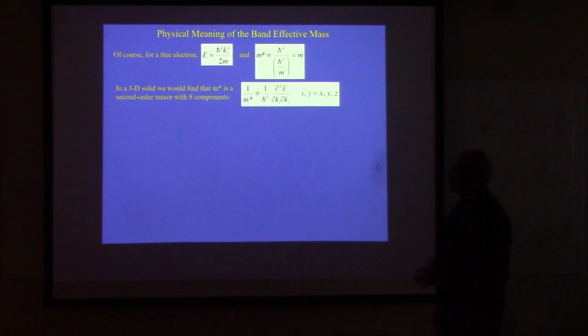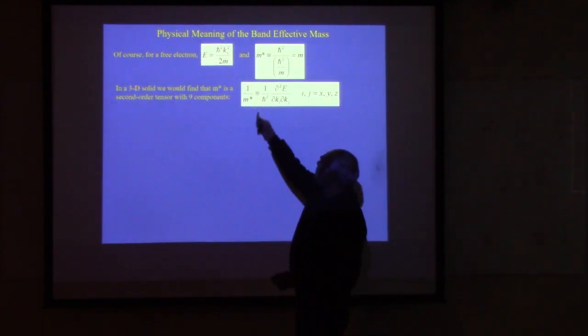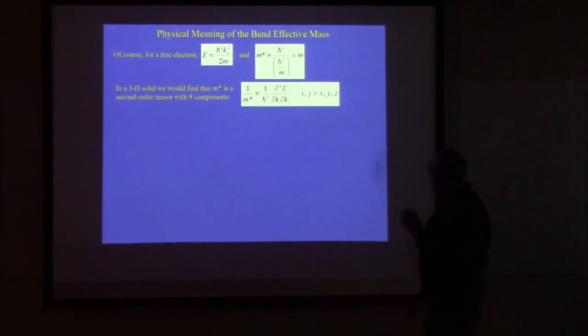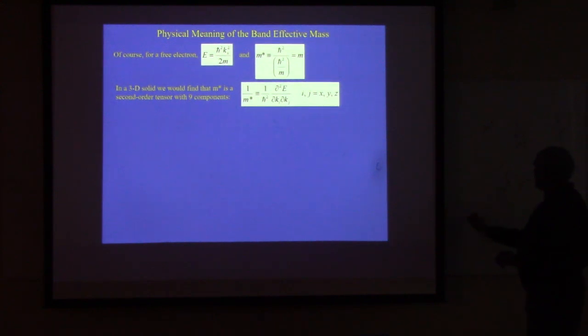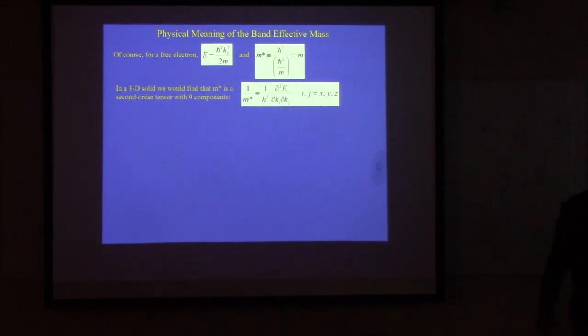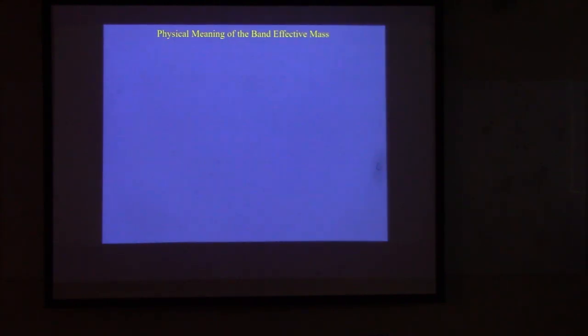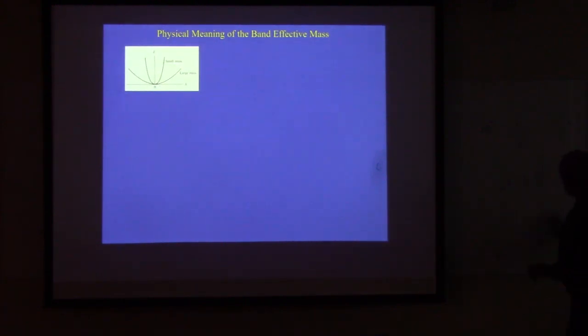But this is not really that simple. If you take a real 3D material, this mass is actually a tensor. So it has 6 or 9 components, right? So you have this 3 by 3 tensor. But we are not going to talk about that. We basically talk about only single scalar masses. Okay, so this is the last thing I want to talk about. Say you have one band like this and another band like this.